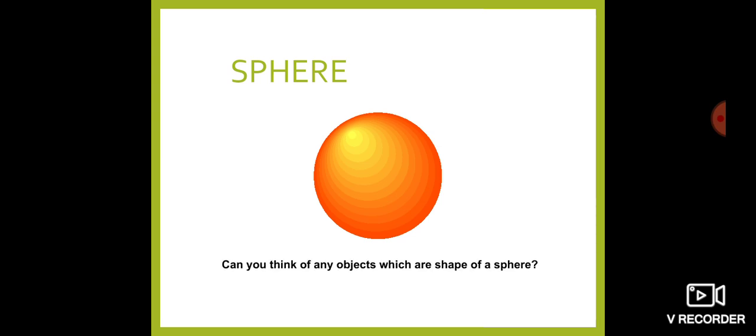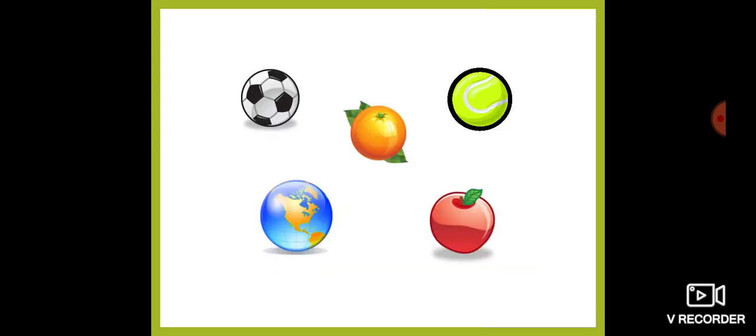Here, what is the name of this shape? It is clearly sphere, we know. Our football is a shape of a sphere. So many examples here. These are the examples for sphere. Next, first one is cube.